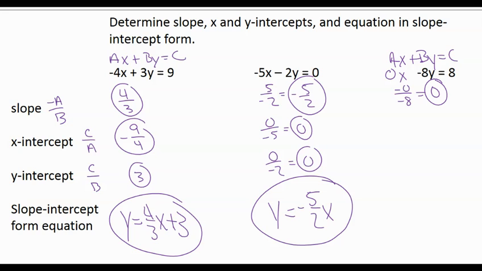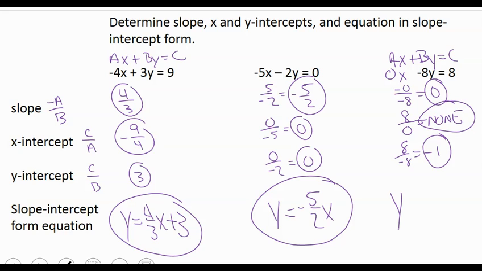My x-intercept would be 8 over 0, which is not possible. So there is not an x-intercept, because you can't have a fraction over 0. My y-intercept would be 8 over negative 8, which is negative 1. So if I was going to write this equation, so y equals, my slope is 0, so I'm not going to put 0x. My y-intercept is negative 1. So there is my equation, y equals negative 1.